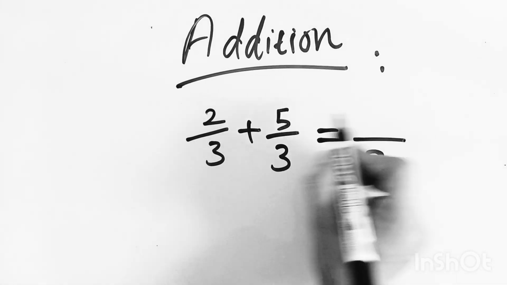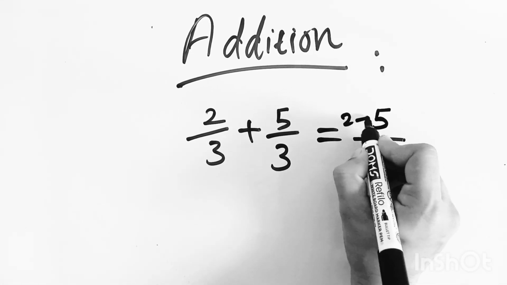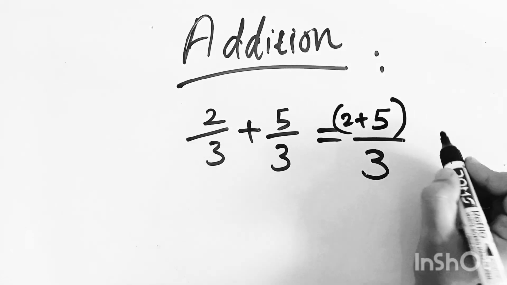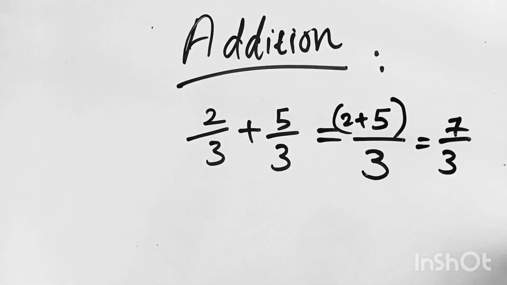So 2 plus 5, it will be 7. Okay, 2 plus 5 will be the numerator. So the answer will be 7 by 3. Okay, so that's about adding like fractions.